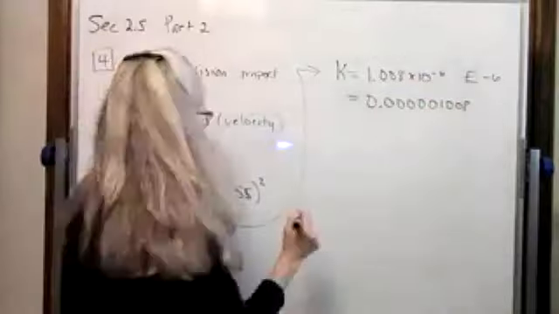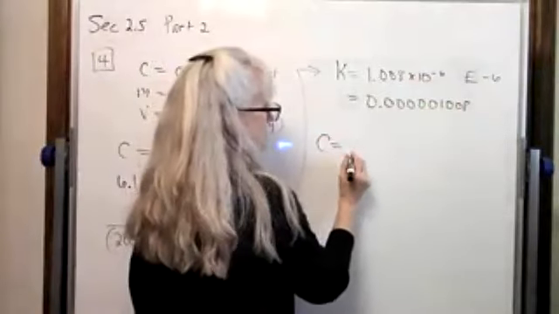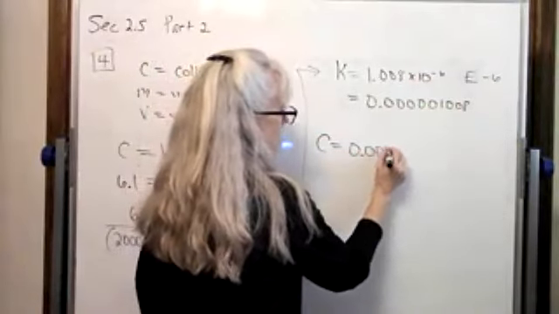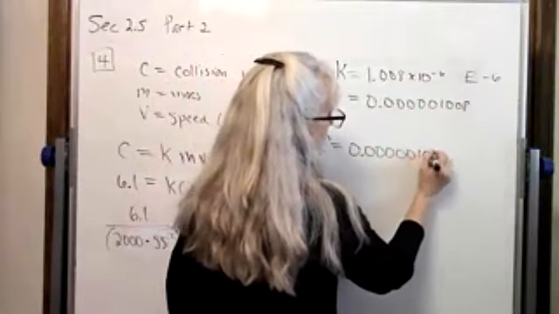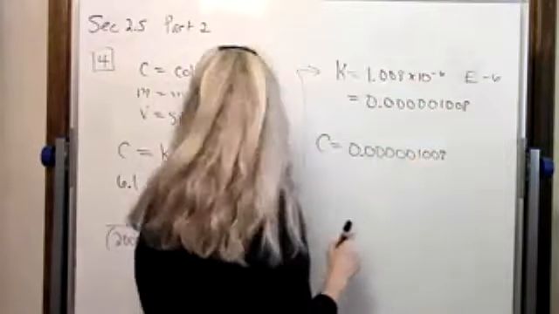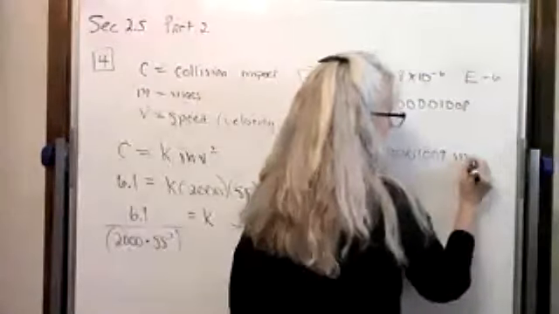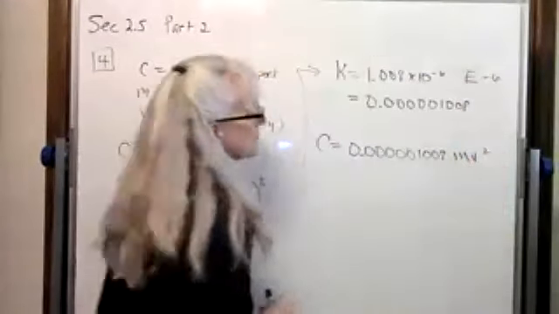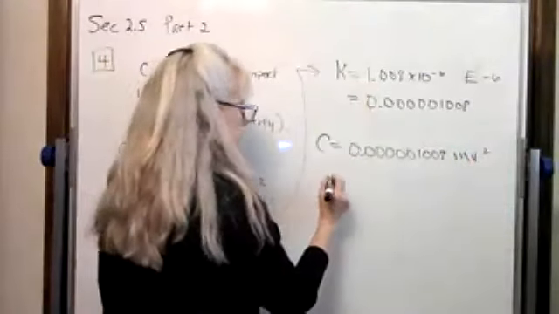So we now have an equation. We now know that C is equal to, and I'm going to pick this one because I think it's easier for you guys to type into your calculator, 0.000001008 times M times V squared. If you know how to use scientific notation, go ahead and use that one. It's not a big deal.